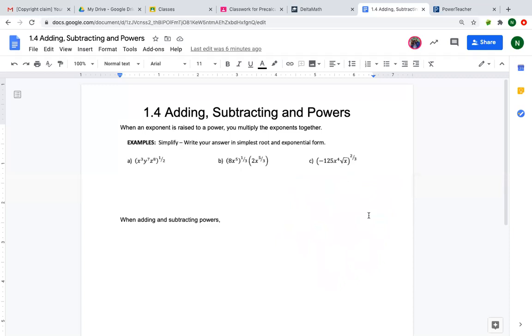When adding and subtracting powers, step 1 is to get the same base. Step 2 is to add or subtract the coefficients.